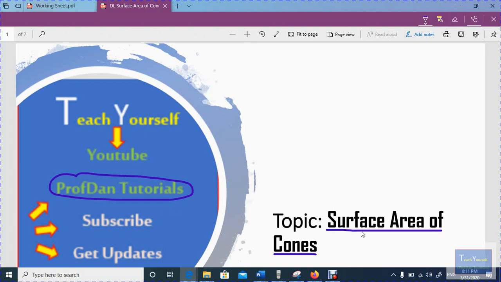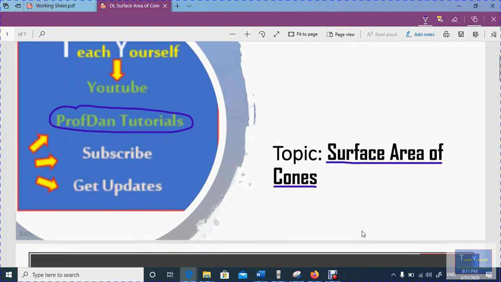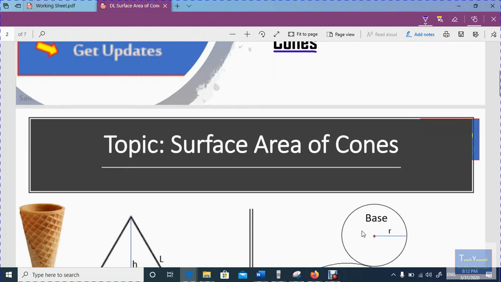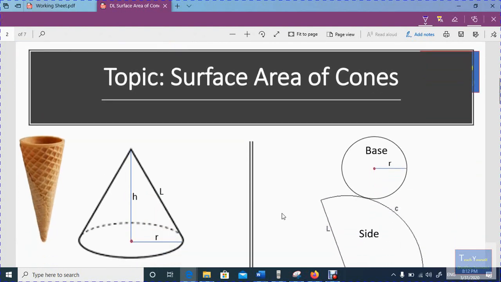Our focus today is surface area of cones. How do we find the surface area of cones? What are cones? A typical example of a cone that we can find around us is the biscuit part of an ice cream. In this ice cream, we can see this circular section and this slant side.